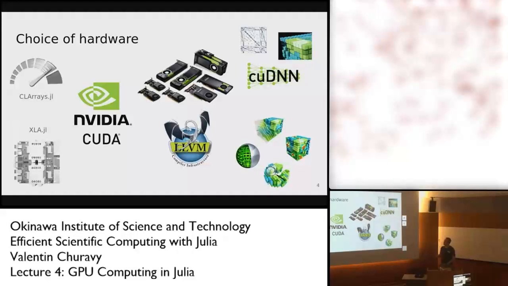We also in Julia have the option to do actually TPU-based computation. That's Google's hardware accelerator. And we have some support for OpenCL-based AMD GPUs, but that is not what we're going to talk about today. And it's not been updated recently.